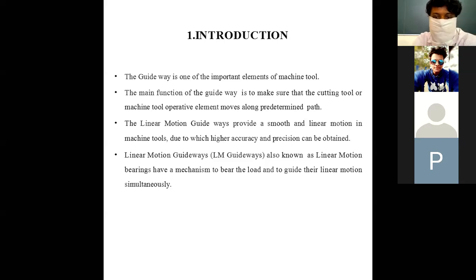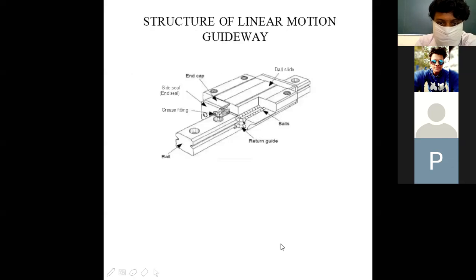So in that, the first part is called a guideway. Okay, so basically we are going to discuss linear motion guideways. I will show you how it looks. See, this is the structure of a linear motion guideway. The guideway is very important in a CNC machine, a very important mechanical component.